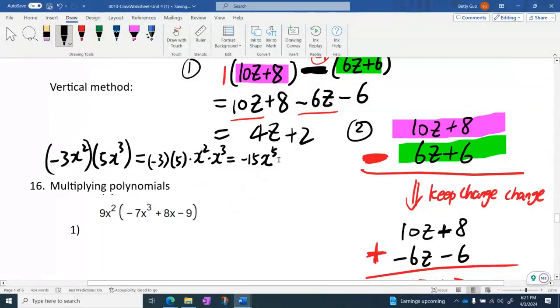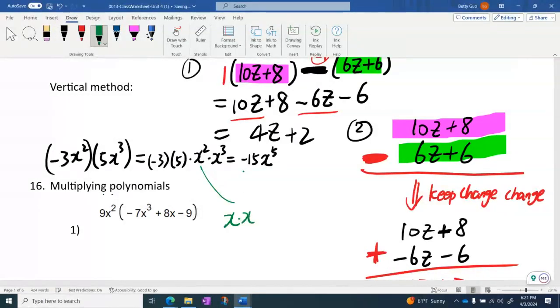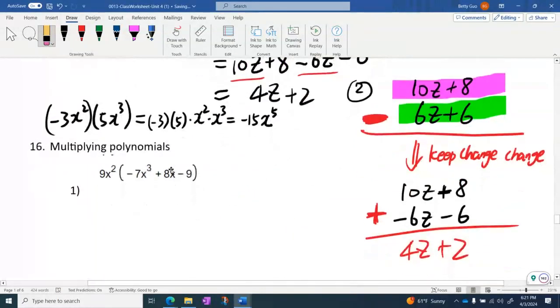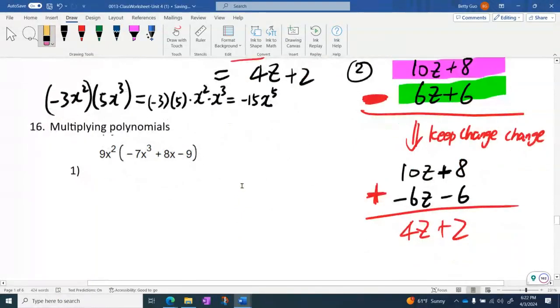Again, why do we have x to the power fifth? It's because we have 2 x's multiplied together from x squared, and we have 3 x's multiplied together from the x cubed. So together we have 5 x's, and that is x to the power fifth, right? Okay, that's the first question. How do we multiply two monomials?